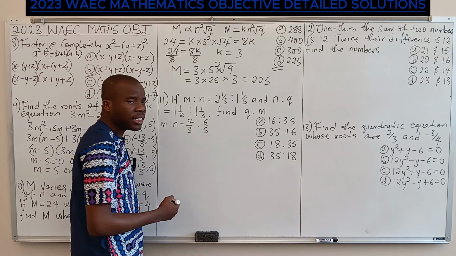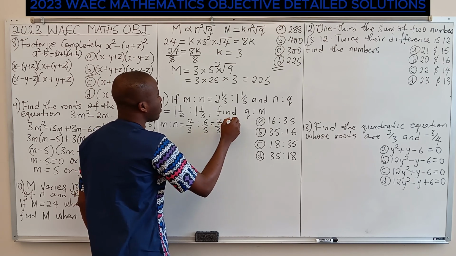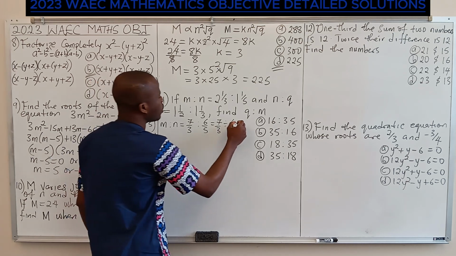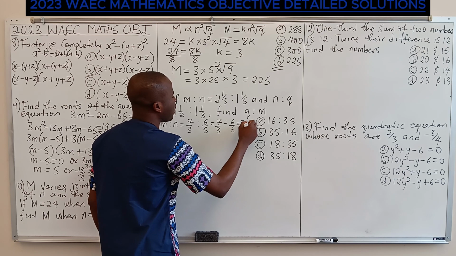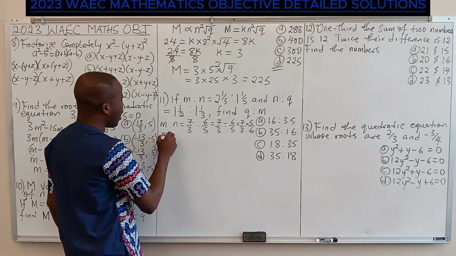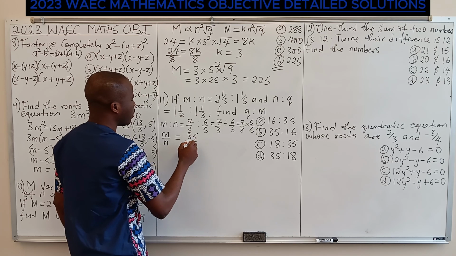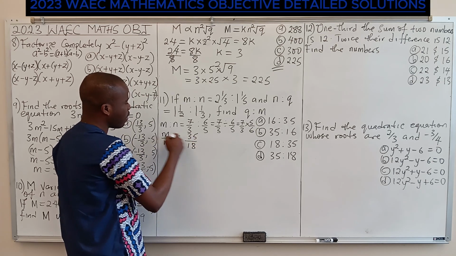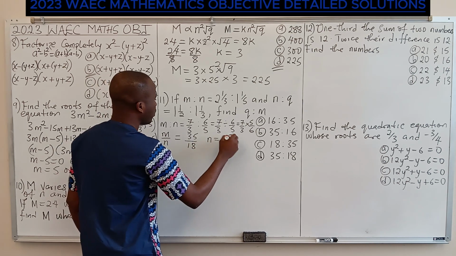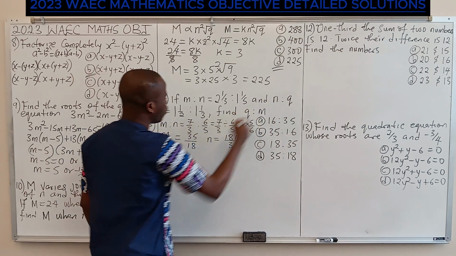And you know ratio is the same thing as division. So this is 7/3 divided by 6/5. And when we change division to times, this is 7/3 times 5/6. So we have m/n is equal to 35/18. To write m in terms of n will now be 35n over 18. Now let's go to n ratio q.